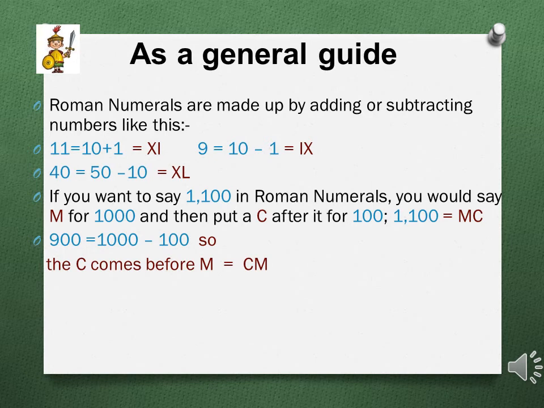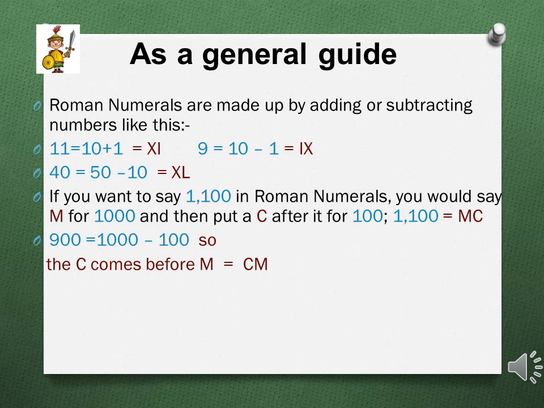For 40, it can be written as 50 minus 10. So, for 50, we use the symbol L and 10 is subtracted. So, X is written to the left of L. So, 40 is written as XL.